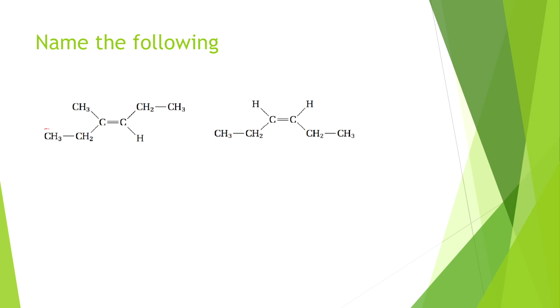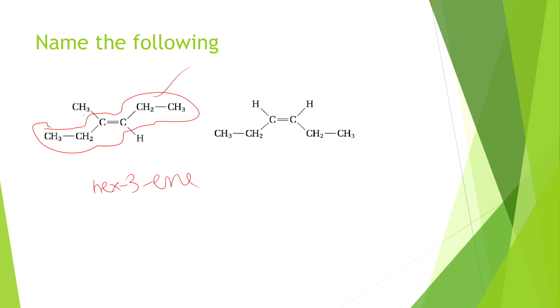So let's see here. Let's identify the longest chain, and I think this is the longest chain here. Let's count the number of carbons. 1, 2, 3, 4, 5, 6. So that's a hexene. And the double bond is on the third carbon. So hex-3-ene is our base. And let's identify if it's E or Z. Well, the groups with priority. Obviously on this side, this is a group with priority.